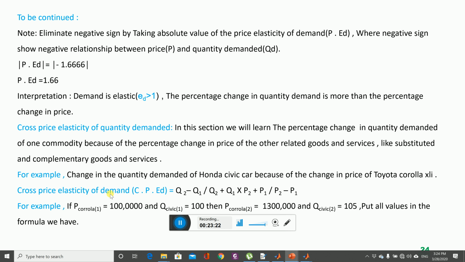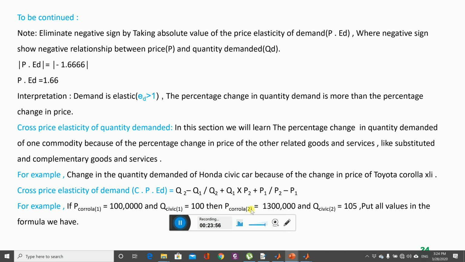So cross price elasticity of demand, C for cross, P for price, ED for elasticity of demand, the same midpoint formula: Q2 minus Q1 over Q2 plus Q1, multiplied by, this is the sign of multiplication, P2 plus P1 divided by P2 minus P1. For example, the first price of the Corolla is 10 lakh, and the quantity demanded of the Civic at that time is 100 units.